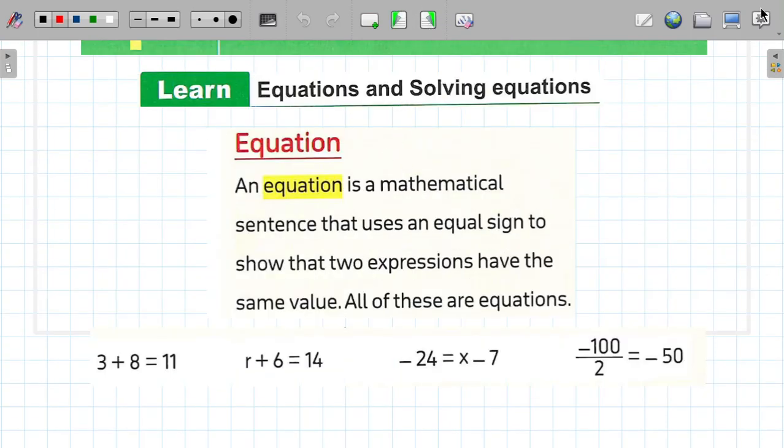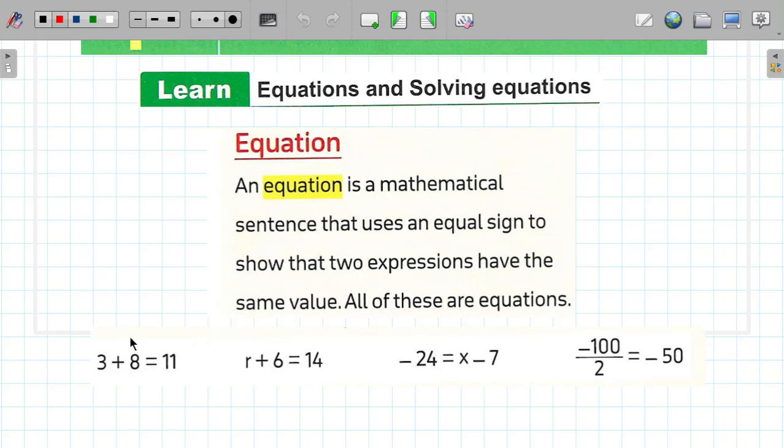First, we will talk about the definition of the equation and its forms and variables and unknowns and what is meant by solving the equation. The equation is a mathematical sentence that uses an equal sign to show that the two expressions have the same value. So all of these examples that are in front of you are equations.